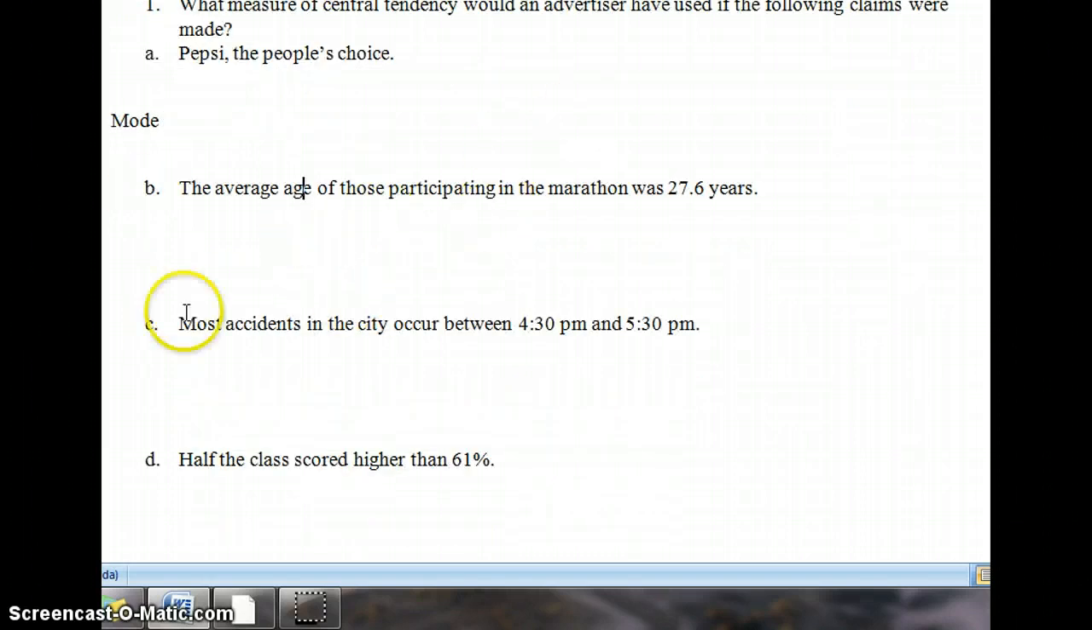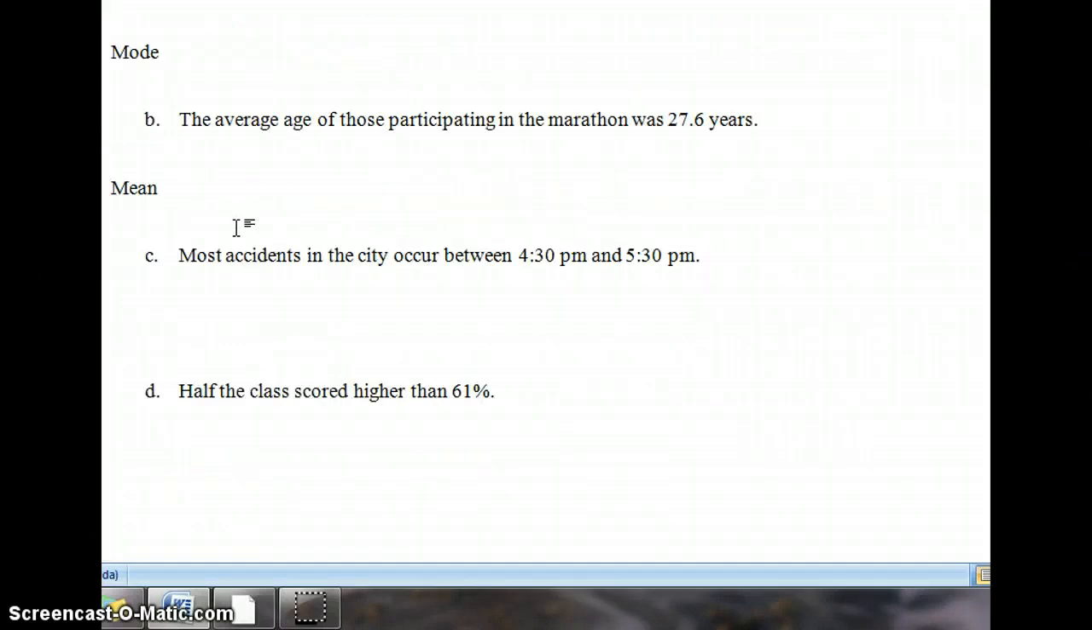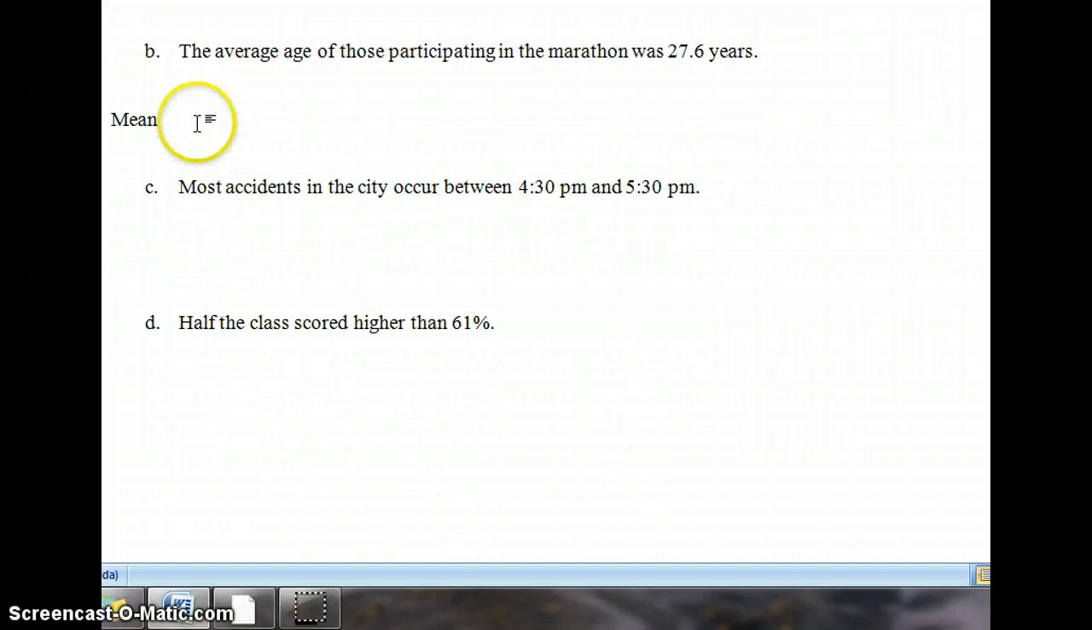For B, the average age of those participating in a marathon was 27.6 years. Our keyword here is average. And if you look back into your notes, what do we say was the average? That's the mean. So for these types of examples, you have to look at your keywords. We have average and then the people's choice. That one was just indicating that a majority of the people chose this, so that one indicates the mode. So here we have average, therefore it's the mean.